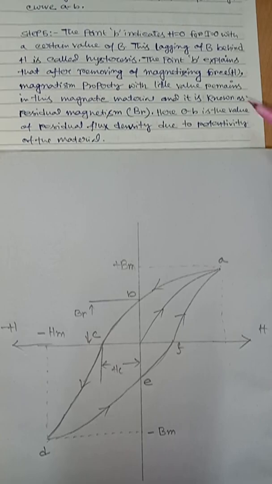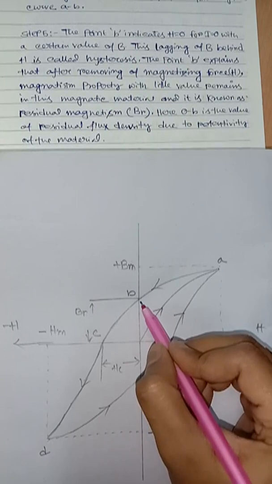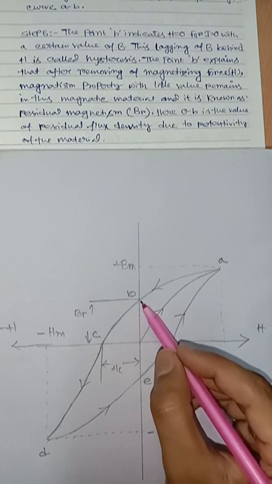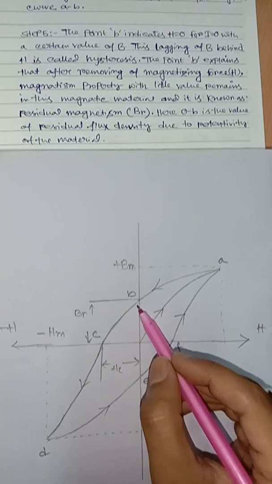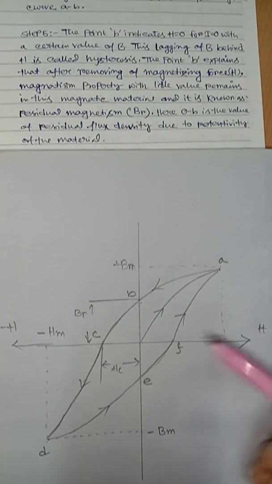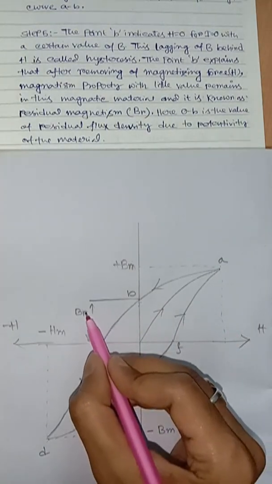In step 5, at point B, H is equal to 0. Here H is equal to 0 for I equal to 0. As I equals 0 with a certain value of B, this lagging of B behind H is called hysteresis. Point B explains that after removing the magnetizing force H, magnetism of a little value remains in this magnetic material, and it is known as residual magnetism. Here it is mentioned as BR.